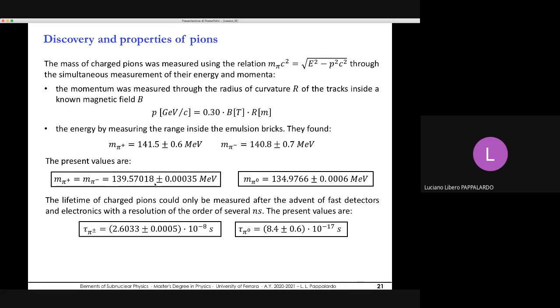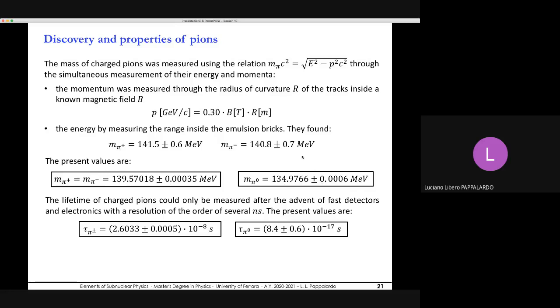This is, if you like, also a consequence of the CPT theorem that we discussed yesterday. And the mass of the pi zero is slightly lighter, only a few MeV lighter, so it's order 135 MeV compared with 140 MeV, okay?